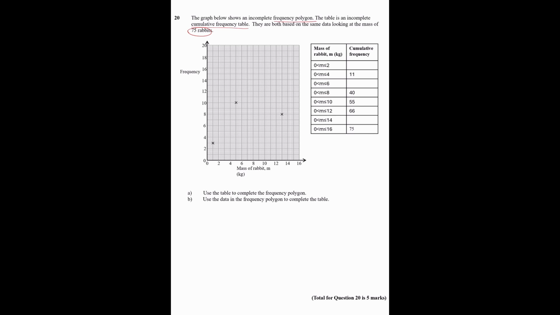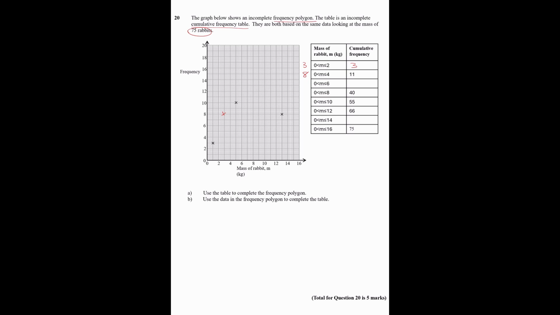So first of all, between 0 and 2, I've got a frequency of 3. So that will also be the same for the cumulative frequency. So I'm going to put my frequency over here. Well, the cumulative frequency goes from 3 to 11, so that means the frequency must be 8. So that means between 2 and 4 must be 8. So that will be 3,8 on the frequency polygon. So 3,8 will be plotted.